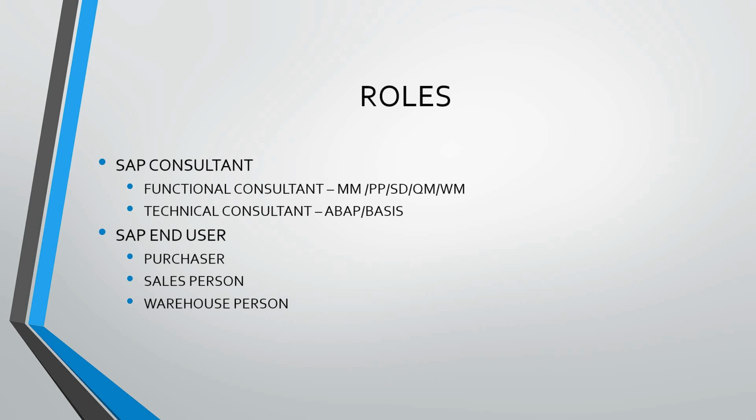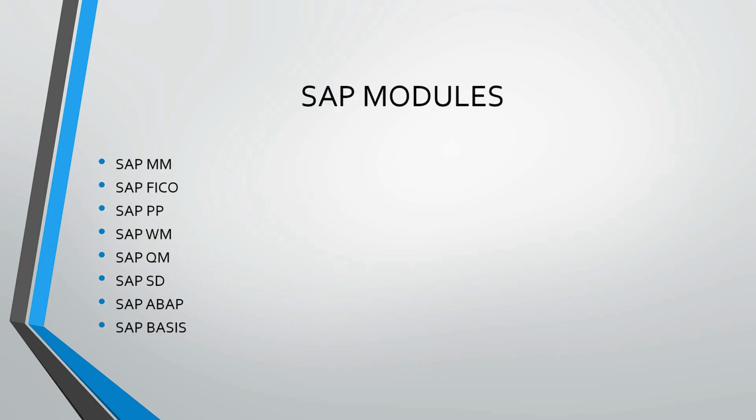Now the second role is SAP end user. What is meant by SAP end user? Once we have implemented SAP and all the implementation is done, the company's people will use that software. So those are the end users. The purchaser will do the purchasing activity, the salesperson will do the sales activity, and the warehouse person will do the warehouse activity.